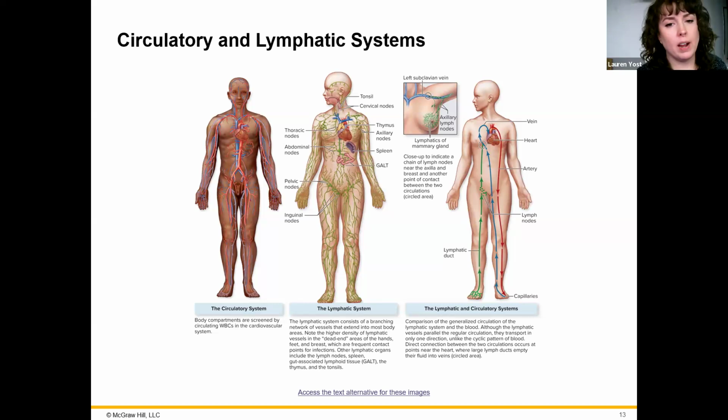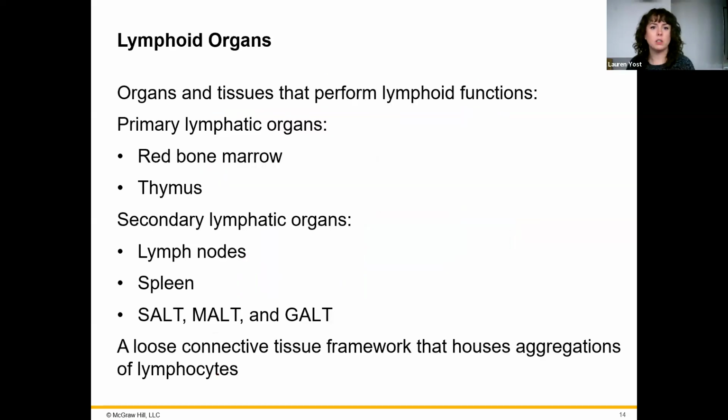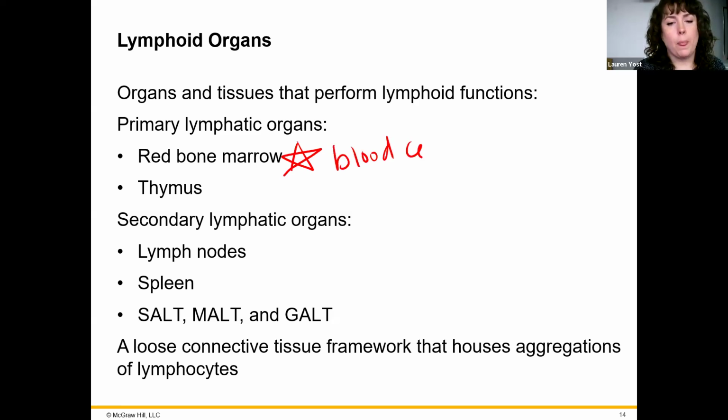This is just showing a diagram of where your lymph is. We're going to go through the organs of the lymphatic system. The red bone marrow and the thymus are our primary lymphatic organs. So the red bone marrow, for those of you who don't know, that's where all of your blood cells are coming from. All blood cells. When I say all, I'm talking red blood cells and white blood cells. All right, they're all coming from that.